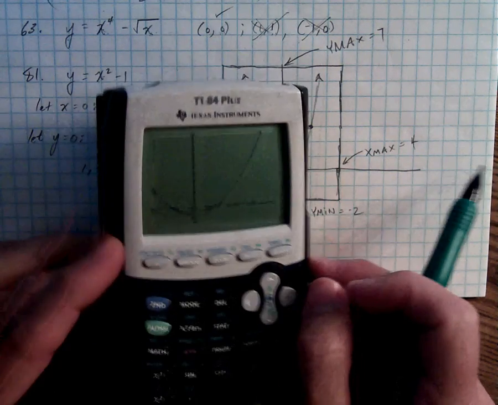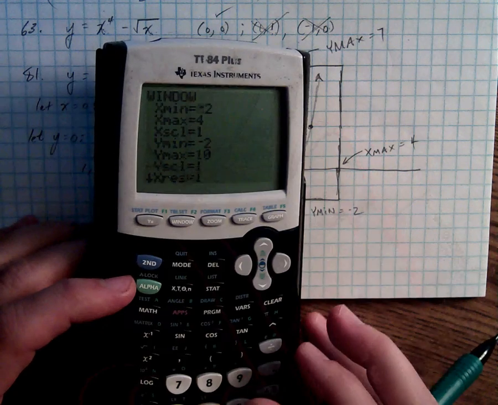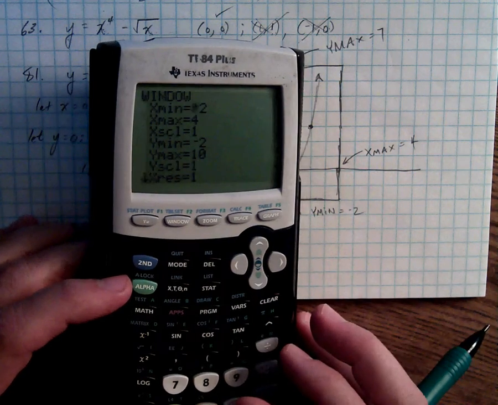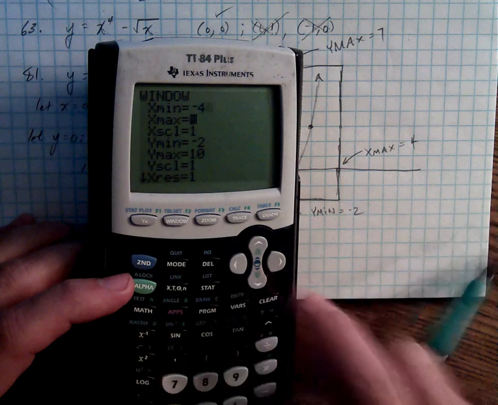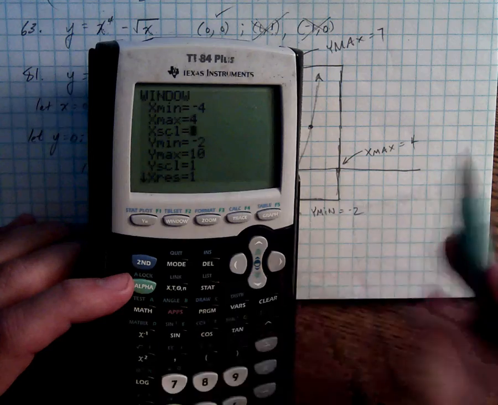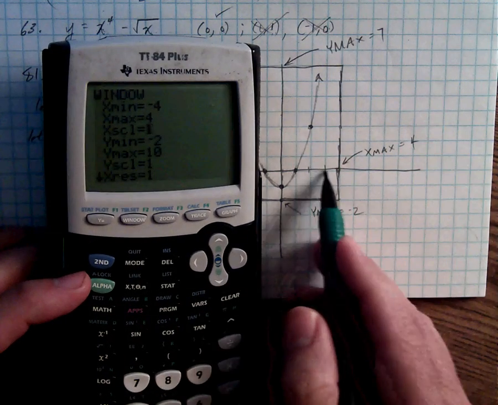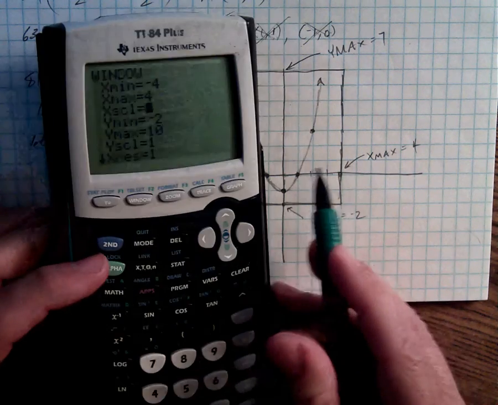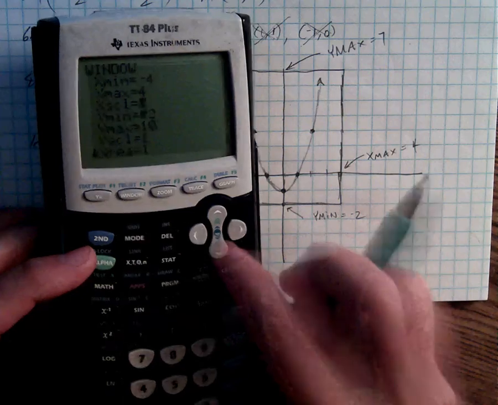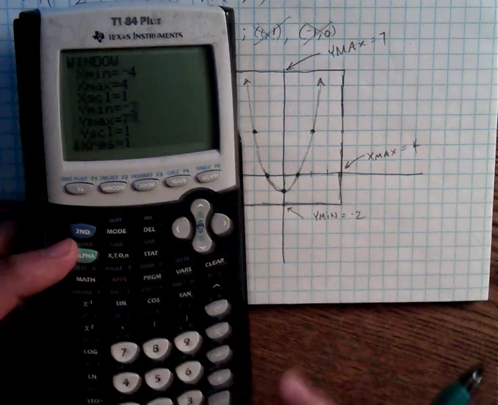So I'm going to go into Window, and my x min, I said, was negative 4. X max is 4. Scale, that's just where the tick marks are, right? So we're going to leave that at 1. We want a tick mark at every point here. What else? Y min, negative 2, that's right. Y max, 7. Graph.